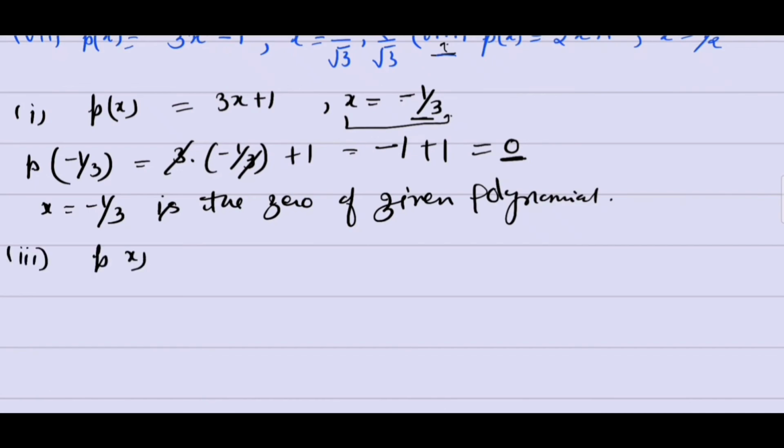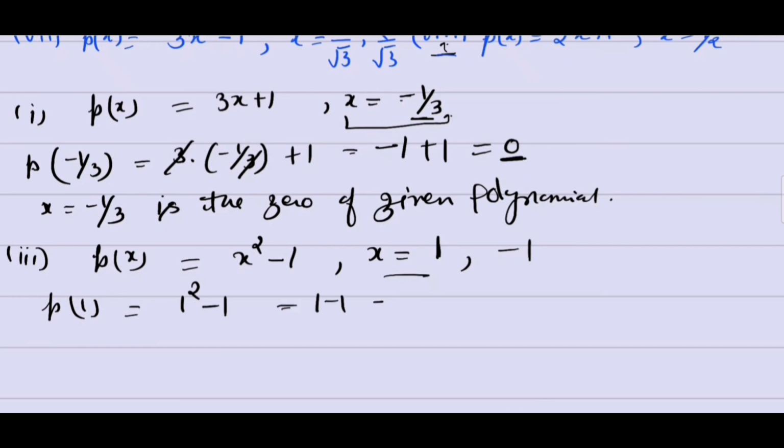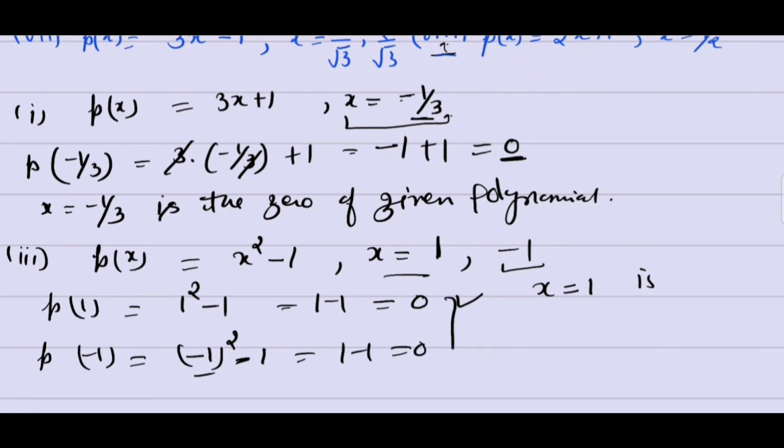Here p(x) is equal to x square minus 1, and we have to put two values here, 1 and minus 1. First let's put this value x equals 1. So we'll get x square minus 1, which is equal to 1 minus 1, which is equal to 0. So this means x is equal to 1 is a 0 of this polynomial. Now let's see for this also, p of minus 1. So this will become minus 1 square minus 1. This is also 1 minus 1, which is equal to 0. So we can say x is equal to 1 and minus 1 are the zeros of the given polynomial.